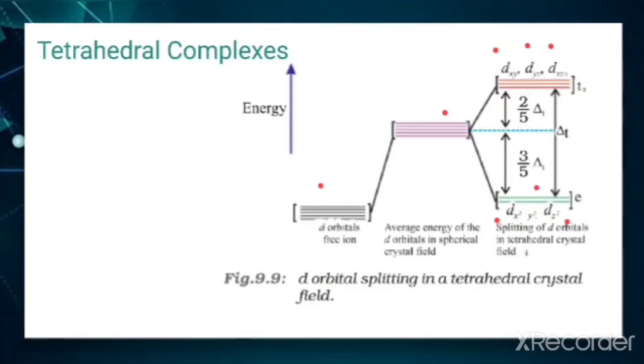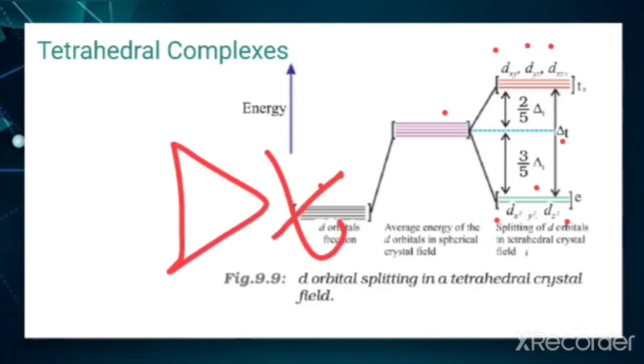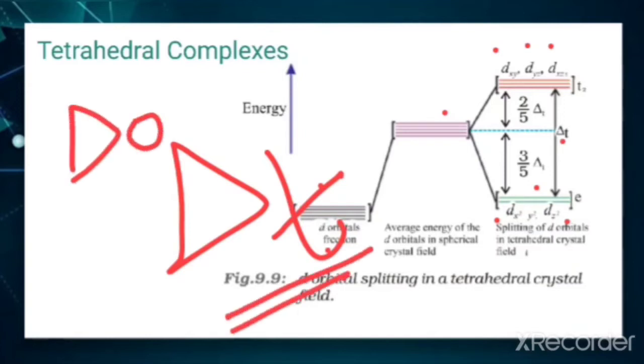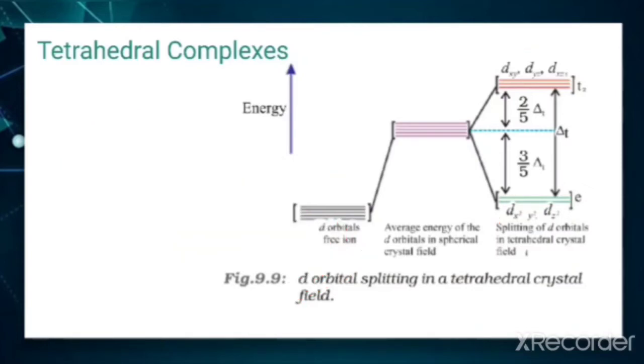So their energy separation is represented by delta T. Here the subscript T represents tetrahedral complex. As we have learned, in an octahedral complex it is represented by delta naught, but in a tetrahedral complex we represent it with delta T. So the crystal field splitting energy is represented here by delta T. Now, the increase in the energy of dxy, dyz and dzx is 2 by 5 of delta T.